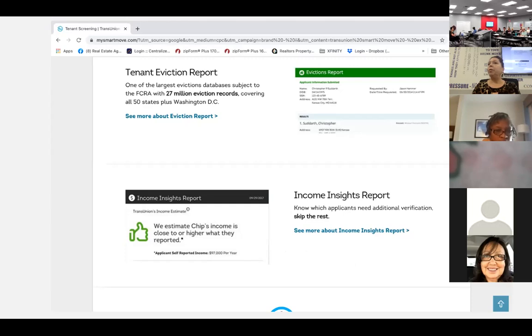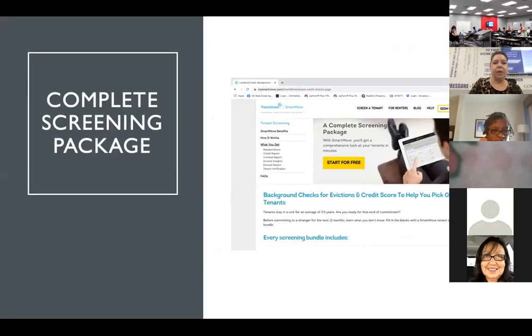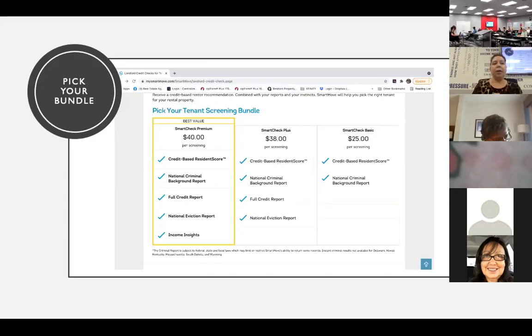And of course, the eviction report looks at past evictions to see, okay, they've been a good tenant to somebody else before, or they haven't, right? And so whether we want to take a risk on these people or not. It offers a complete screening package with background checks, criminal background checks, and the seller can pick an actual bundle of what he wants. Isn't this great? He can pick a $25 bundle, a $38 or $40. He could set it up so he will pay for it, or the tenant will pay for it. And then the great thing about all this too is the tenant will get a copy.